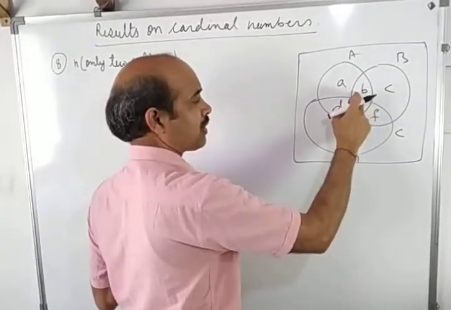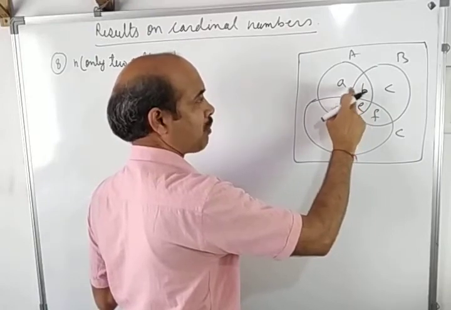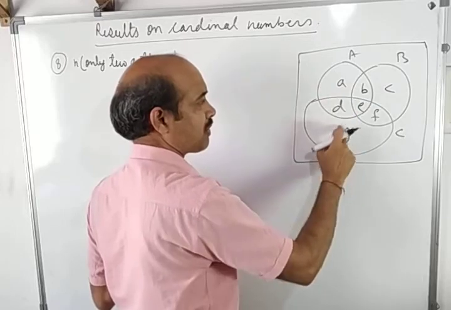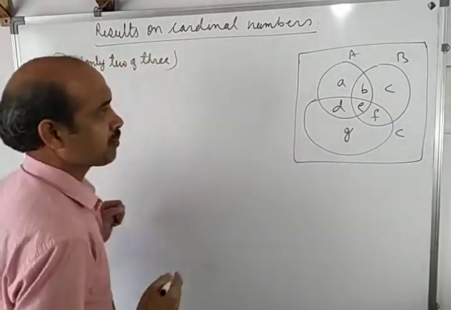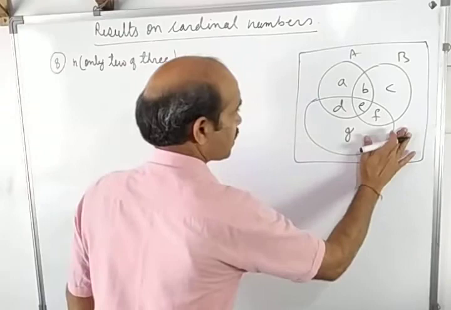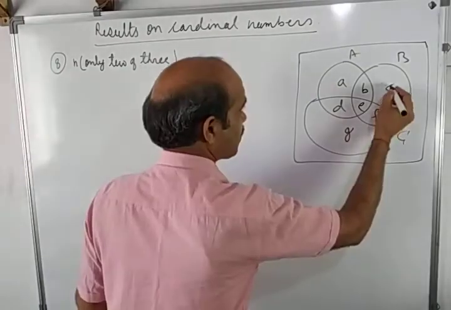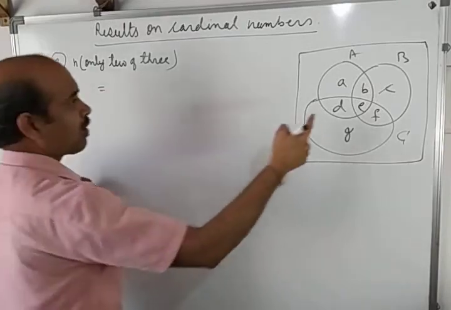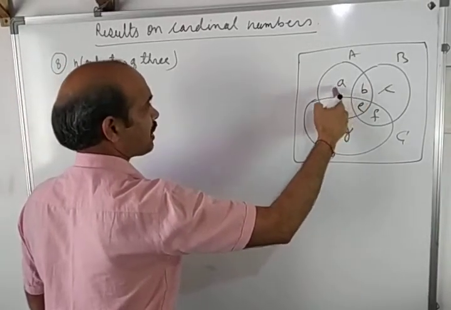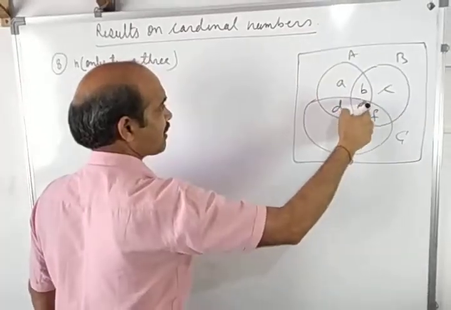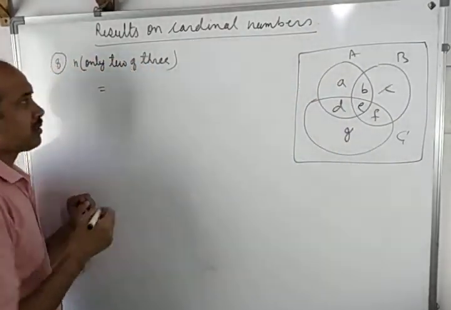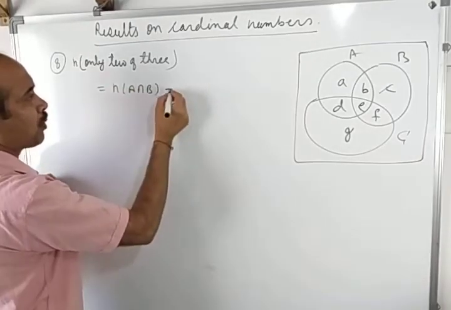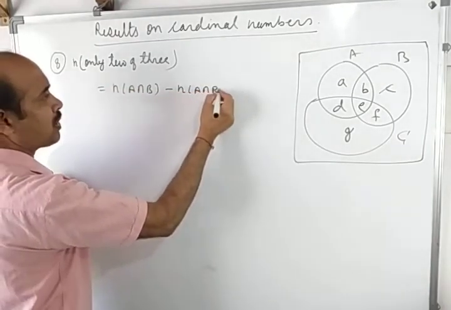These are the area or the elements which are lying between two sets A and B. This is A and C. This is B and C. This should be capital C and this should be the small c to understand. So firstly we will find out for B: we will take A intersection B minus all three intersection. So n A intersection B minus n A intersection B intersection C.